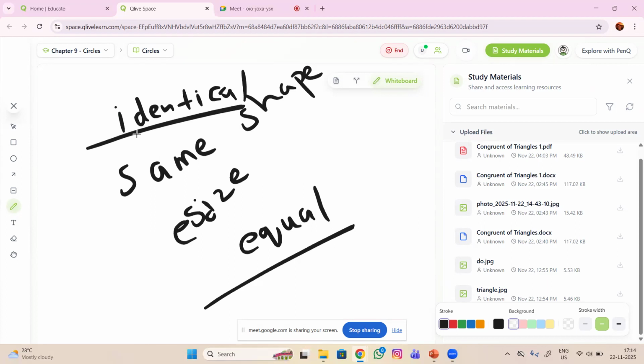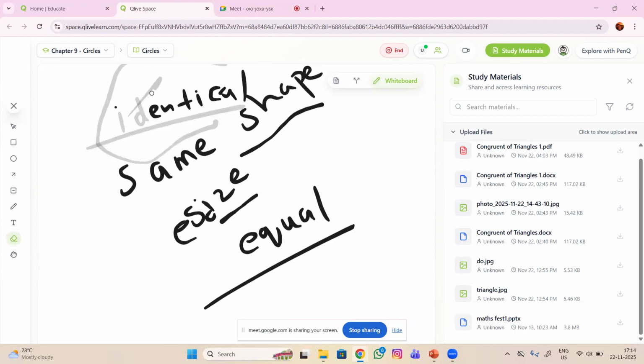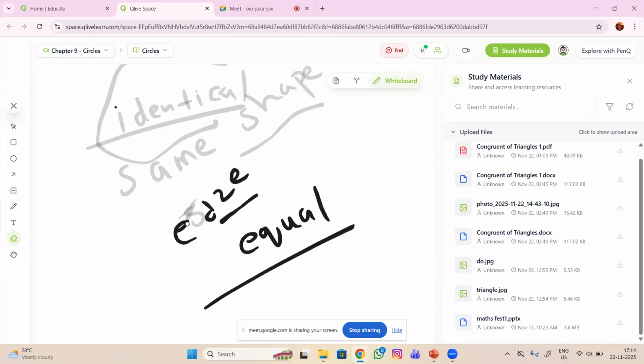Got it? So what is the speciality of two objects that are identical? Very good. They have the same shape, same size. Then we can say that the two figures are identical. Okay, let's do some exercise.